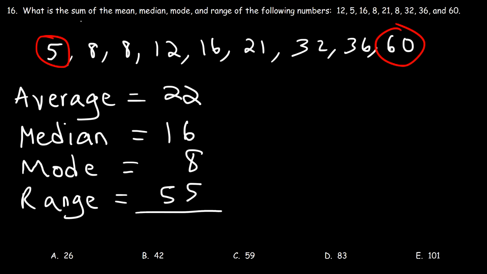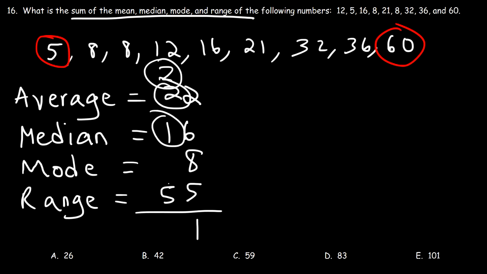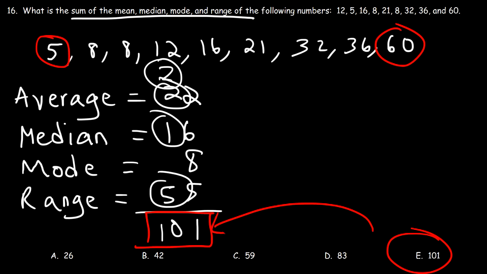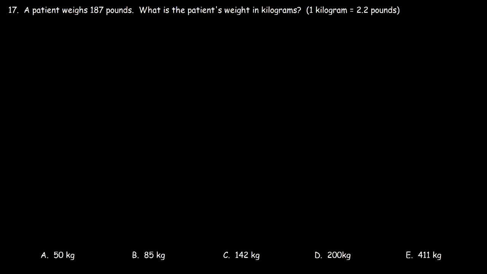Now, our goal is to determine the sum of the mean, median, mode, and range. So let's add up these four numbers. 2 plus 8 is 10, and 6 plus 5 is 11. 11 plus 10 is 21. So let's carry over the 2. 2 plus 2 is 4, plus 1 is 5, plus 5 is 10. So the final answer is 101, which corresponds to answer choice E. So that's the sum of the mean, median, mode, and range in this example.